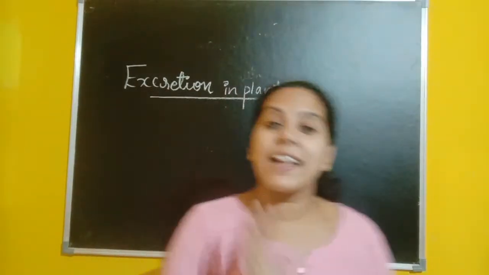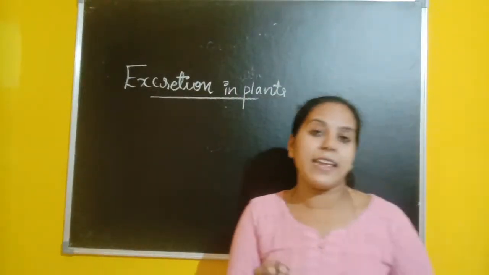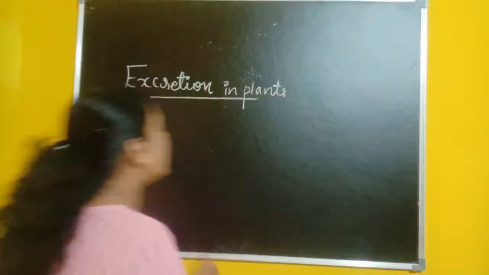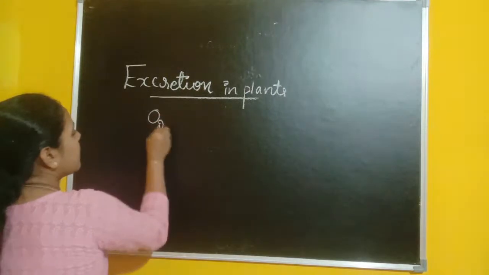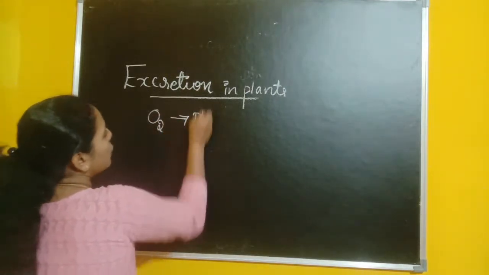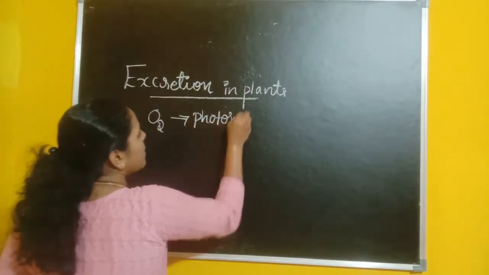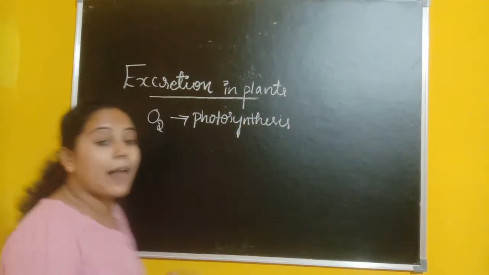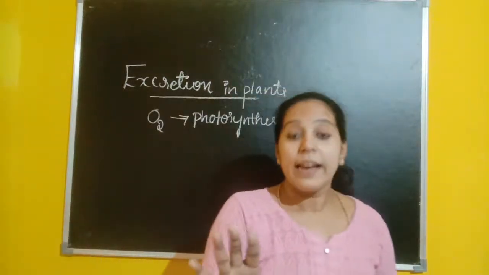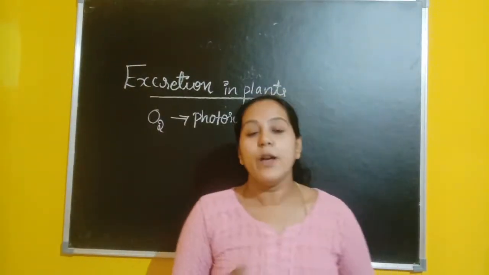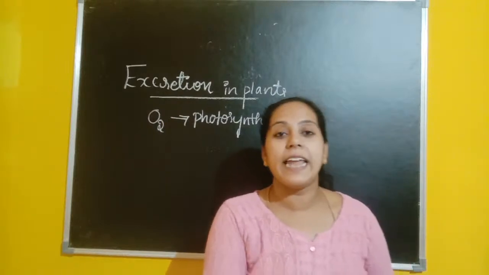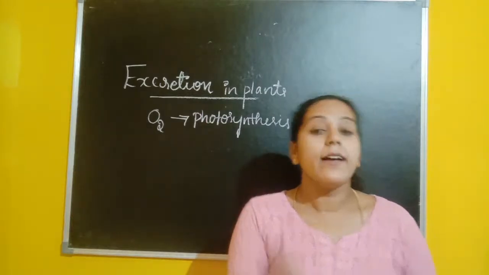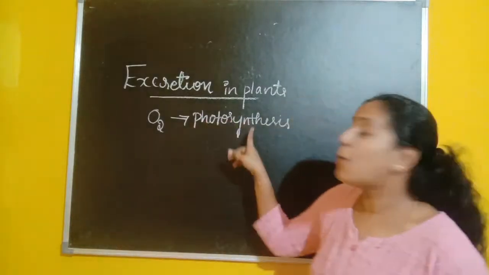See, plants excrete in many ways. Some of the ways: the plants excrete oxygen during photosynthesis. Why? During photosynthesis the plant does not need oxygen; it is considered a waste product. During photosynthesis, plants take in carbon dioxide and give out oxygen. So oxygen is considered one of the waste products during photosynthesis.